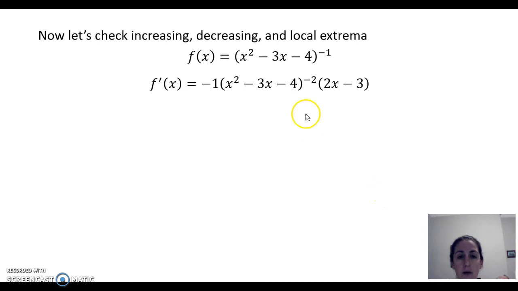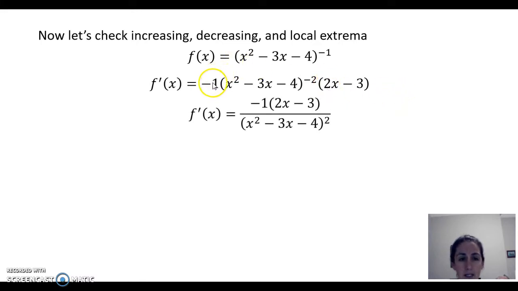So when I find the derivative, I'll bring the negative 1 down, leave the inside function alone, take 1 away, but then I have to multiply it by the derivative of that inside function, 2x minus 3. So when I combine this together, this negative 1 and this 2x minus 3 stays on the top, and I can bring this down to give it a positive exponent, and there's my first derivative.